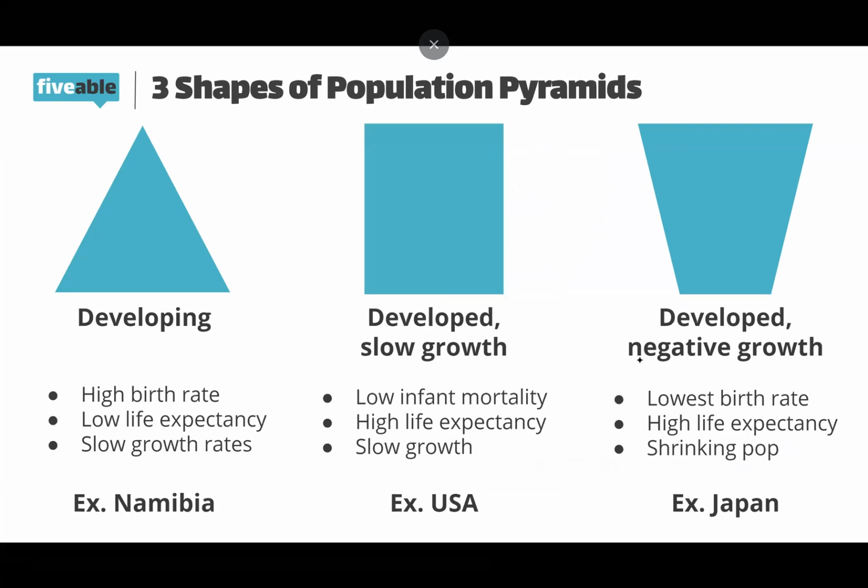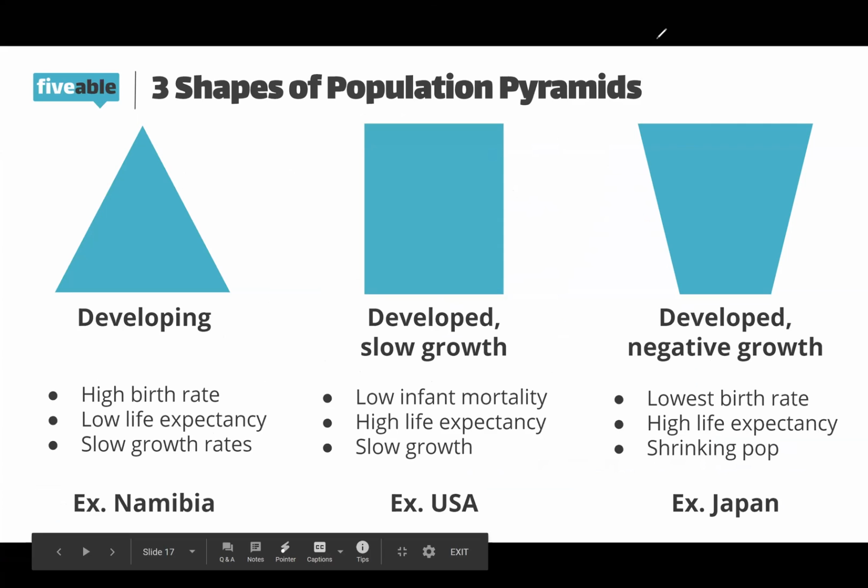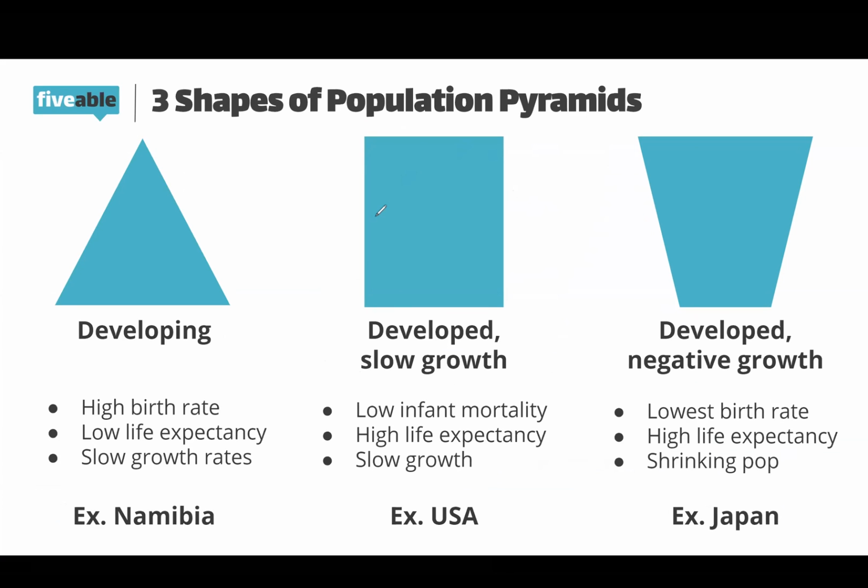So there are 3 types of population pyramids. I told you, population pyramids don't always have to be pyramids. So we've got our basic triangle. This is a pyramid. This is a developing country. Curious how I talked about Namibia there and here. So it has a high birth rate, which is the base. So it's going to have a big base like a triangle. Low life expectancy because it has a small top and a big base. Slow growth rates. And a growth rate is just CBR minus CDR. That's the rate of natural increase.